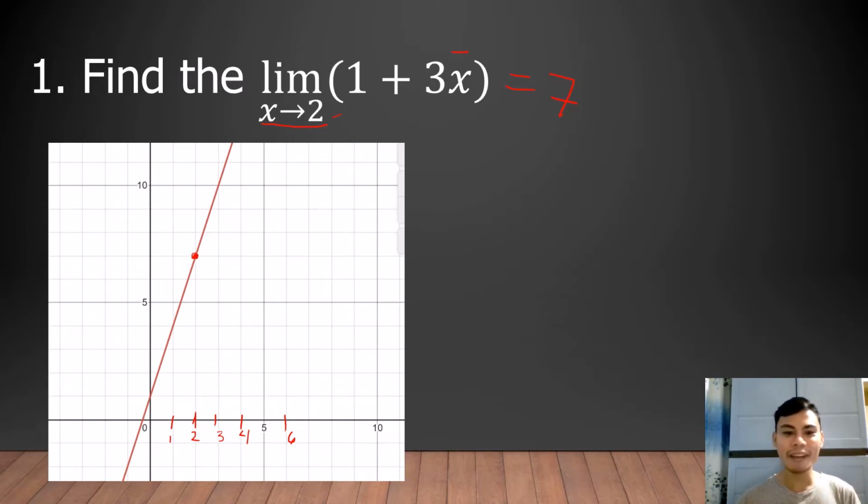Now, let's use the graph. From the left of the graph, we have values of 2, these are values from the left. What if from the right? Let's use different colors with sound effects. Okay. Here, 2 is our constant, guys. Hence, this point here is (2, 7). Hence, the limit is 7.